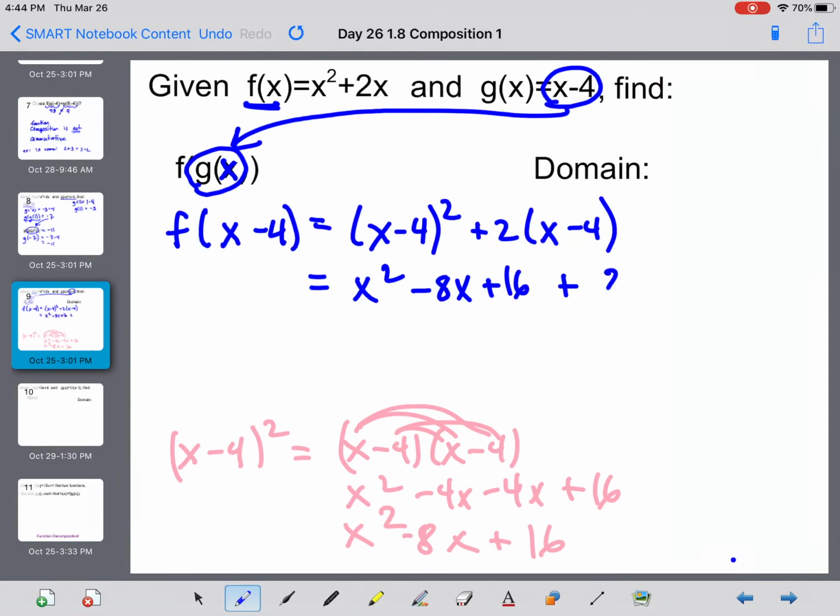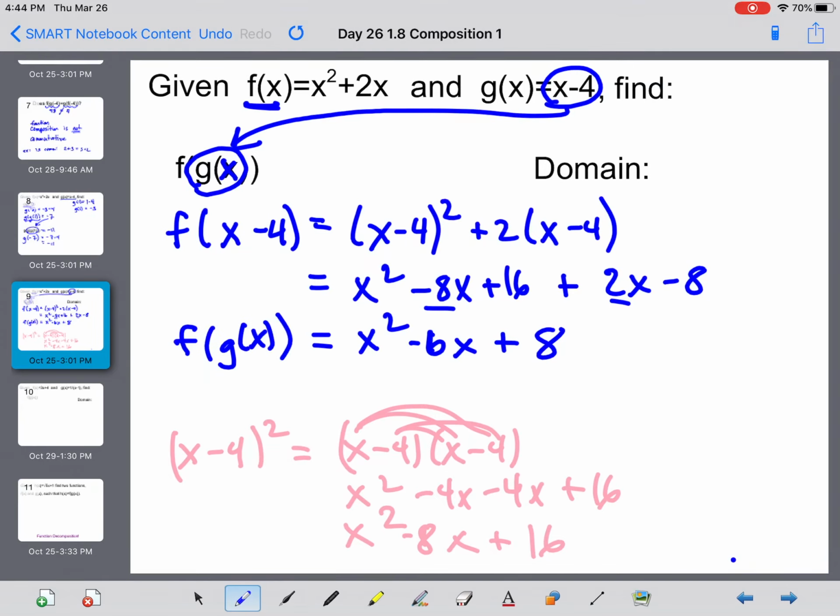And then I can go ahead and distribute that 2 too. And now I just have some like terms that I need to clean up. X squared, a negative 8x and a positive 2x would be a negative 6x, and plus 8. So this is what f of g of x would be equal to.